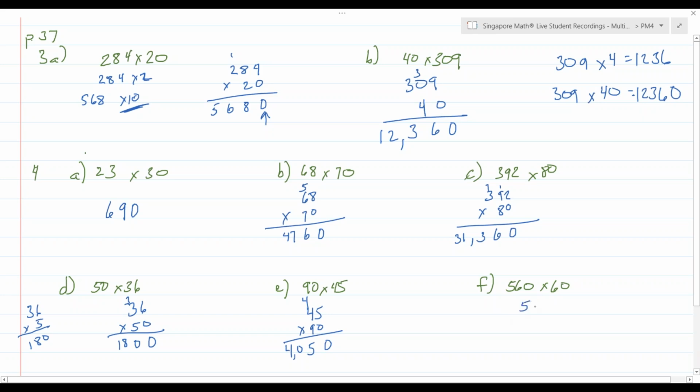This is an interesting one. I have 560 times 60. I have 560 times 6 tens, so I'll have a tens answer. So there'll be a 0 in the ones place. 6 times 0 is 0. 6 times 6 is 36. 6 times 5 is 30, plus 3 is 33. So 33,600 is the answer to that multiplication problem.